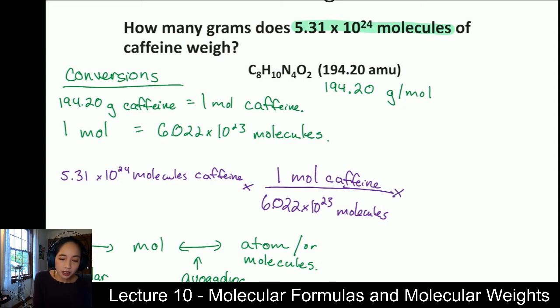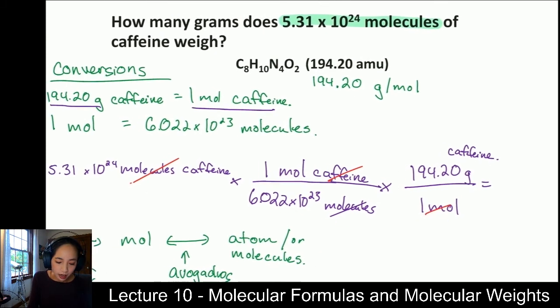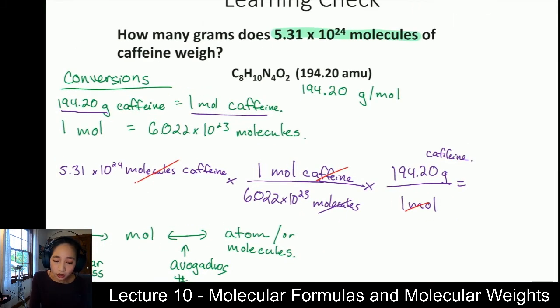So now you see units cancel, and so I'm in moles of caffeine. Now I can use that other conversion factor that I've been saving. 1 mole of caffeine is equal to 194.2 grams. So 1 mole on the bottom, 194.20 grams of caffeine up top. And then we can show units canceling. And then that's our answer because it will be in the unit of grams of caffeine.